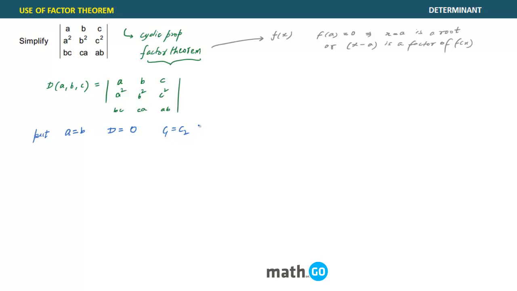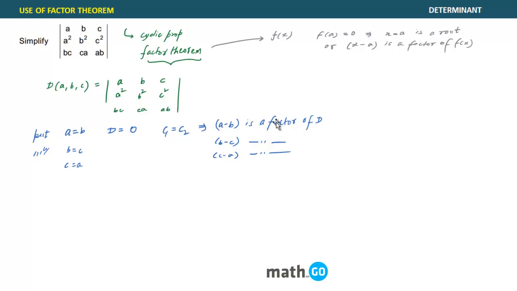So if this is happening, this implies that a minus b is a factor of d. This is the use of factor theorem. Similarly, if b is equal to c, I can say b minus c is a factor of d. And if c is equal to a, then c minus a is a factor of d. So this is the use of factor theorem, which is even applicable in determinants.